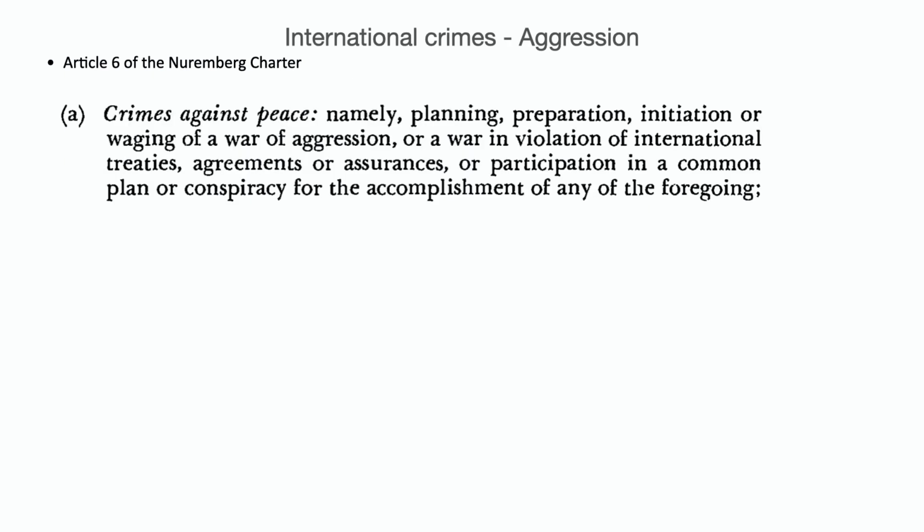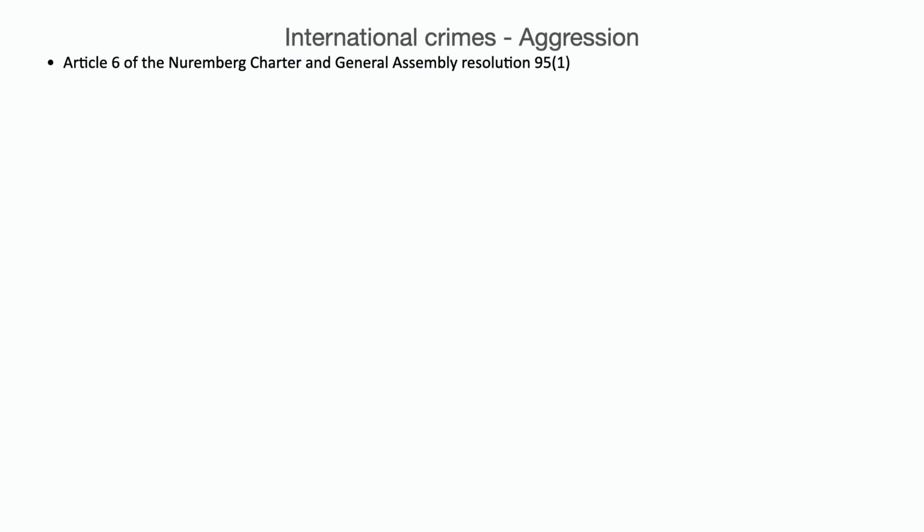Article 6 of the Nuremberg Charter defined its jurisdiction as including crimes against peace, namely planning, preparation, initiation, and waging of a war of aggression, or a war in violation of international treaties, agreements, or assurances, or participation in a common plan or conspiracy for the accomplishment of any of the foregoing. A number of defendants were convicted of offences under this head. General Assembly Resolution 95 and the Tokyo Charter affirmed the principles recognized by the Nuremberg Charter.